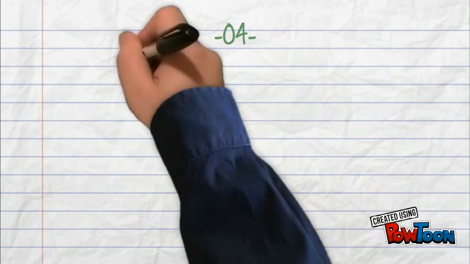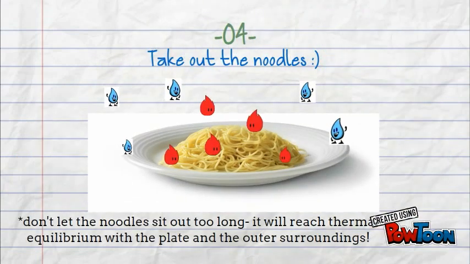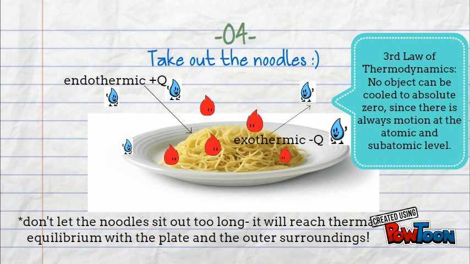Step 4. Now it's time to take out the noodles. Don't let the noodles sit out too long or else they'll cool down by giving heat to the colder plate and surroundings to reach thermal equilibrium. Exothermic. But don't worry, due to the third law of thermodynamics, no object will ever reach absolute zero since there is motion even at the atomic level. Place the noodles in the fridge and it won't be 0 degrees Kelvin.